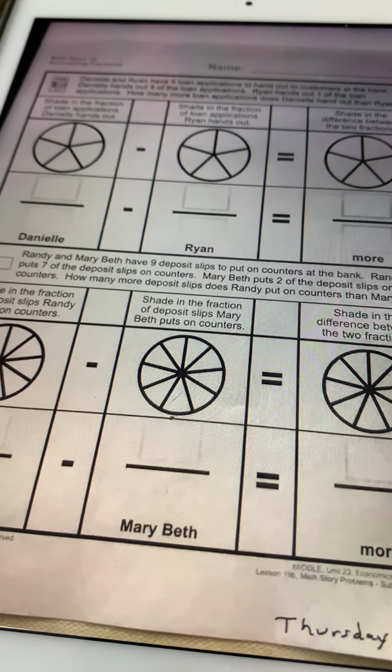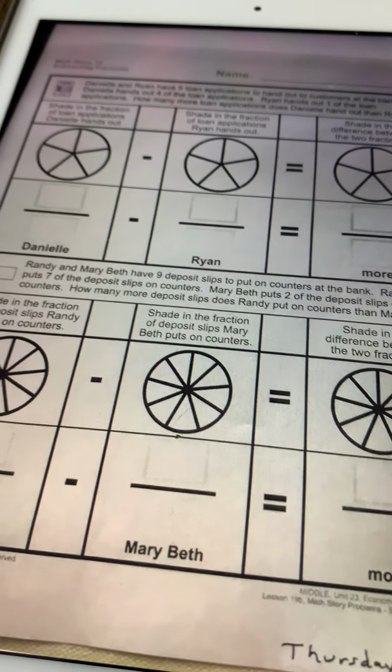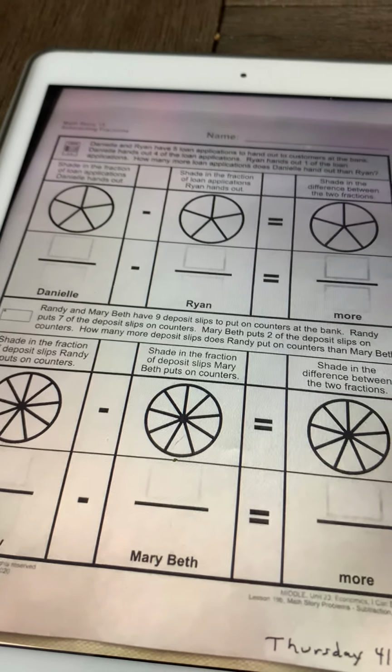Oh my goodness. Let me reread that. I thought that was funny. We don't put deposit slips on customers. Okay, let's start again. Miss Tiffany's brain is going crazy.